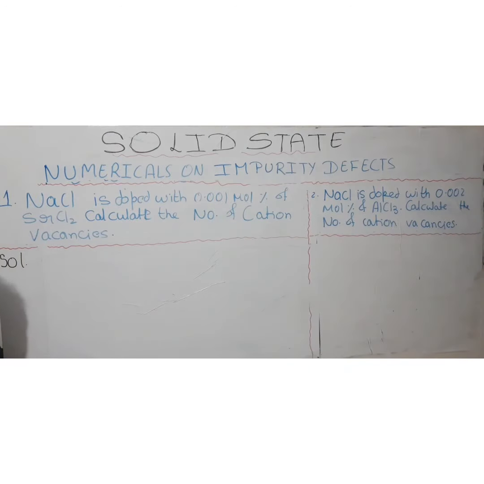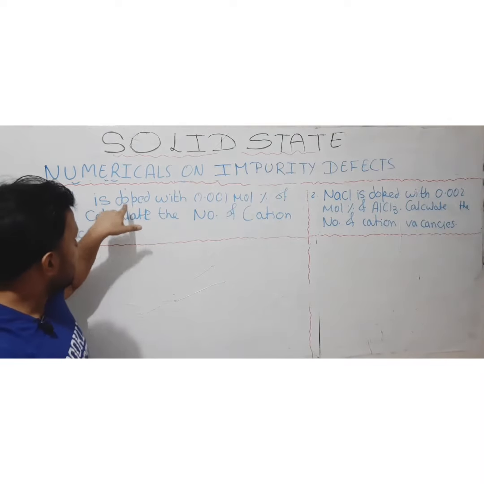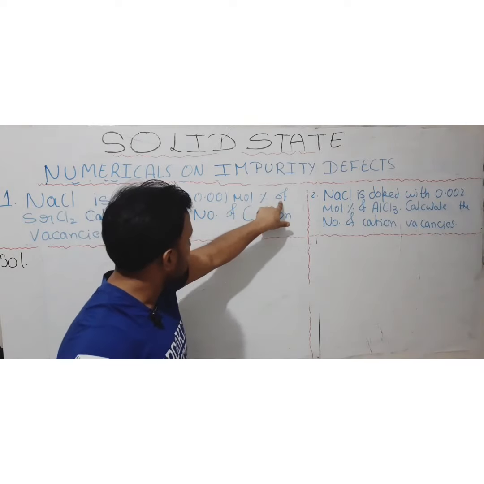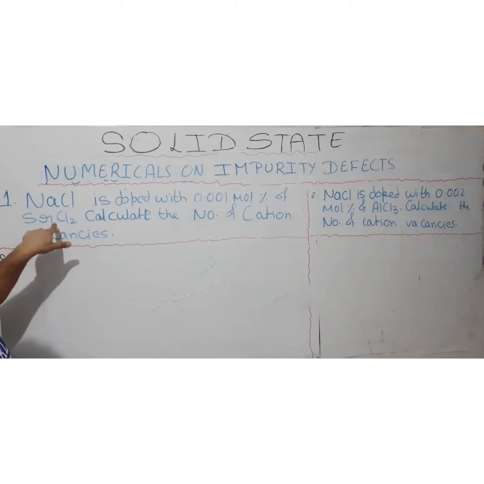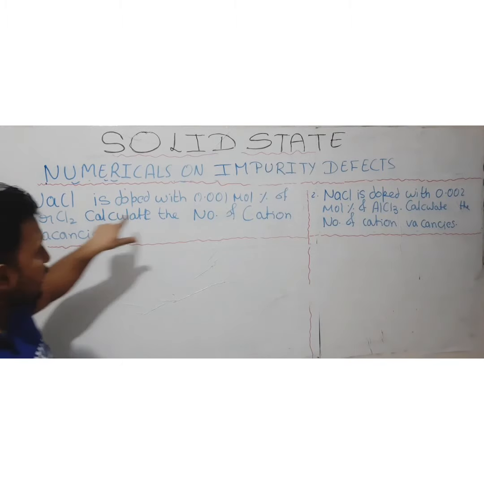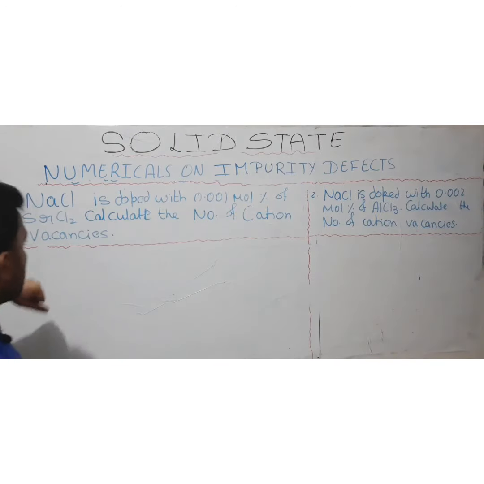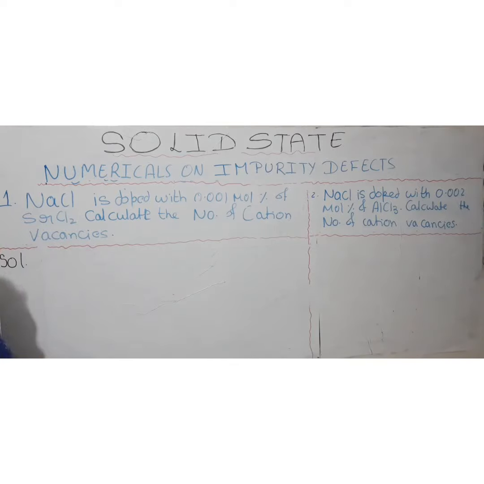So here we can see the numerical. The NaCl solid is there and it is doped with, that is, the introduction of impurities is there, that it is doped with 0.001 mole percentage of strontium chloride. Okay, strontium chloride is the impurity which is introduced and its amount is 0.001 mole percentage. Now you have to calculate the number of cation vacancies created due to that.